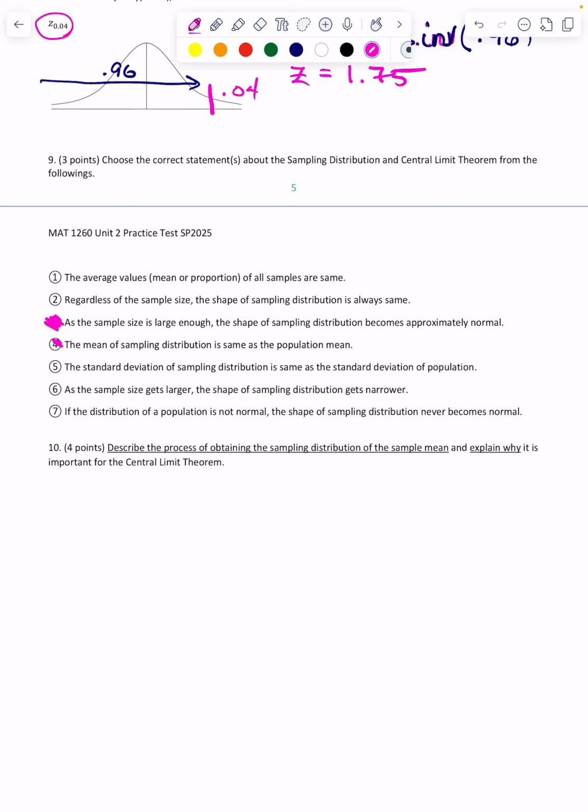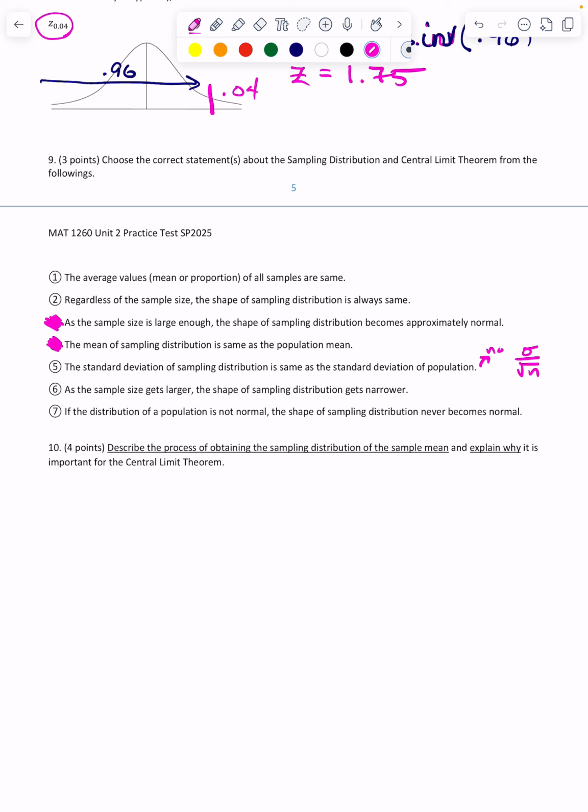That's true as well. If we were to average all of the means for all of the samples, we'd basically get every single value in the population, however many sample number of times. So yeah, those means are going to be the same. 5, the standard deviation of a sampling distribution is the same as the standard deviation of the population. No, we know it's the standard deviation of the population divided by the square root of the sample size.